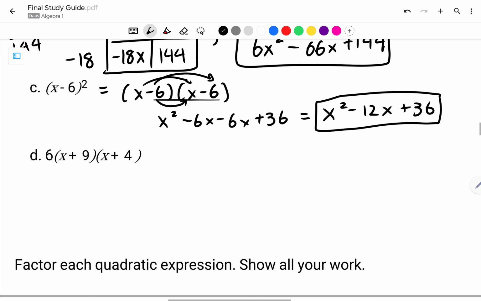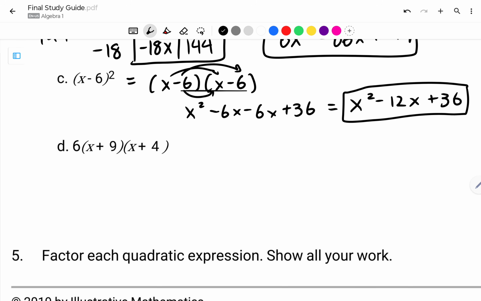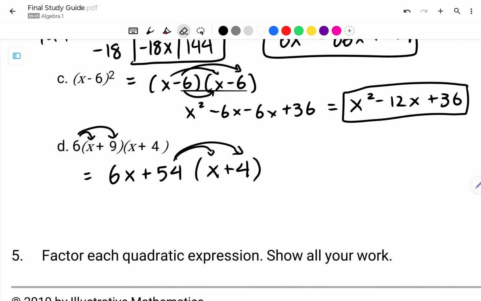This one is a little bit confusing. Let's try this one. I want to go from left to right. I'm going to start with this. 6 times x, 6 times 9. 6 times x is 6x, and then 6 times 9, that's 54, right? But I'm still going to put that in parentheses, because if you don't do that, it looks like you're only distributing the 54 again. That's not true. You want to distribute the entire thing.